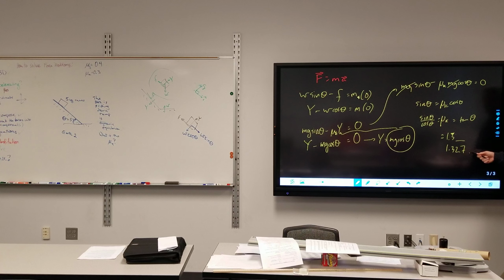But again, what are the units? Meters squared? Just meters? No. We found this by doing the sine of 53 degrees over the cosine of 53 degrees. What are the units if you take the sine of an angle? Degrees, or radians? That was my first thought.